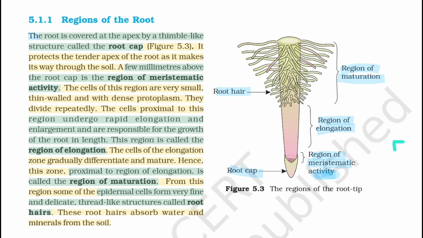5.1.1. Regions of the root. The root is covered at the apex by a thimble-like structure called the root cap, figure 5.3. It protects the tender apex of the root as it makes its way through the soil.